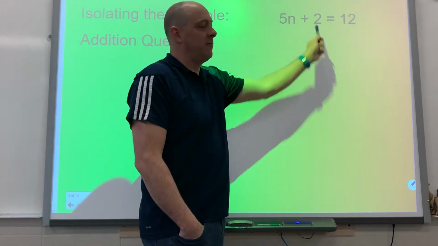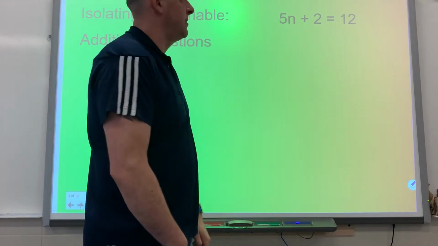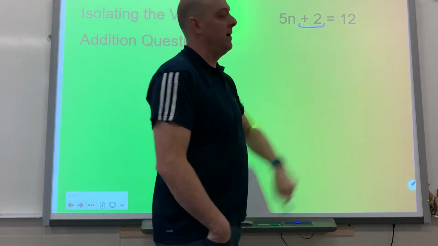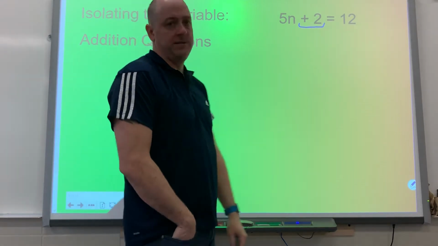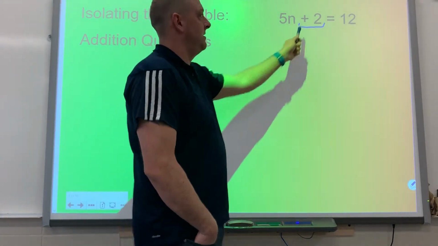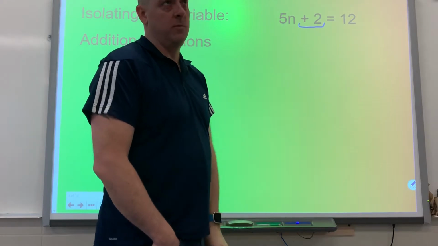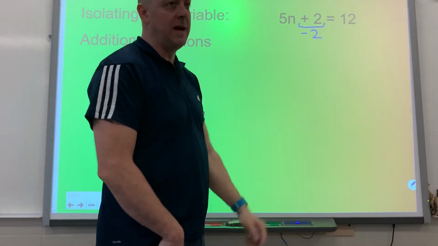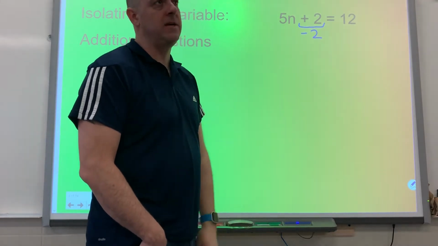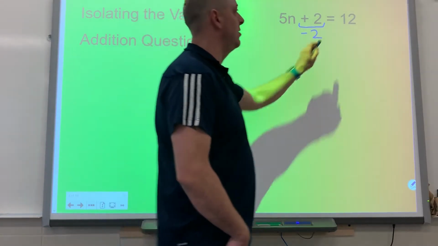So the best thing to do when you have a variable attached to a number and you have some other stuff with it is to get rid of the integers first. So this is an integer right here, and we want to get rid of that to start to isolate our variable. And the best way to do that is the opposite function. So right now it says it's adding 2, so the opposite function would be to subtract 2. So we subtract 2. If we do this to one side, we also have to do it to the other side of the equals sign. This is called balancing your equation.